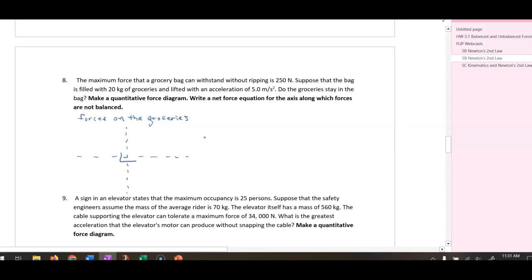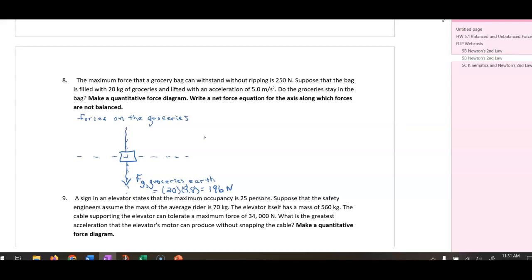Okay, so here is my force diagram. I'm thinking about the groceries. Good place to start is the weight of those groceries, right? The weight is the gravitational force being exerted on the groceries by the Earth. And since the groceries have a mass of 20 kilograms, I'm going to multiply that 20 by 9.8 to get that weight. And I get 196 newtons, okay? So that is the force pulling the groceries down.